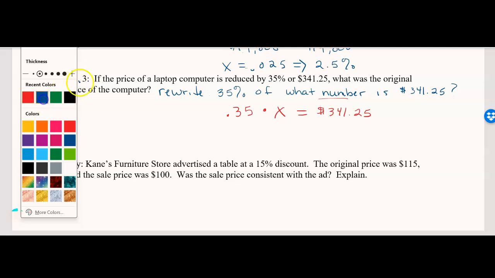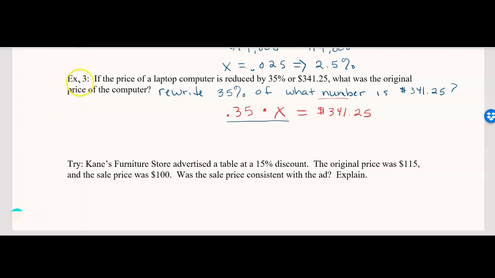Now we know from here, we're going to divide by whatever's in front of the X. Take the numerator divided by that denominator, and what we're going to get is the price, because it was reduced by that, what was the original? It is $975. And that would be your final answer.